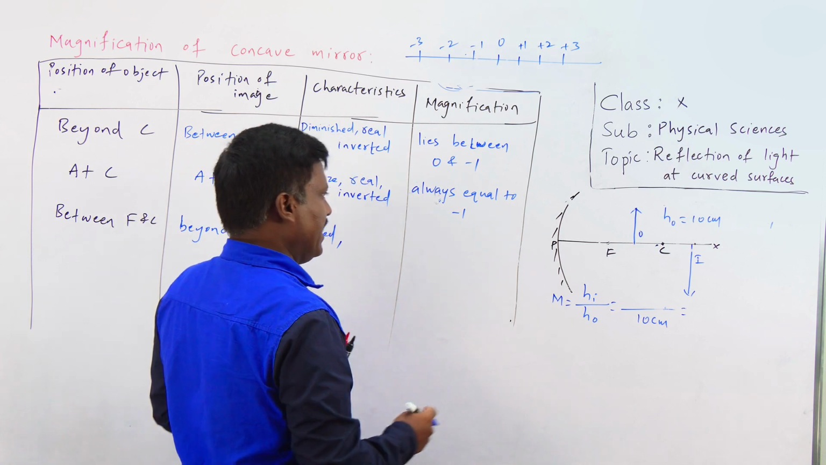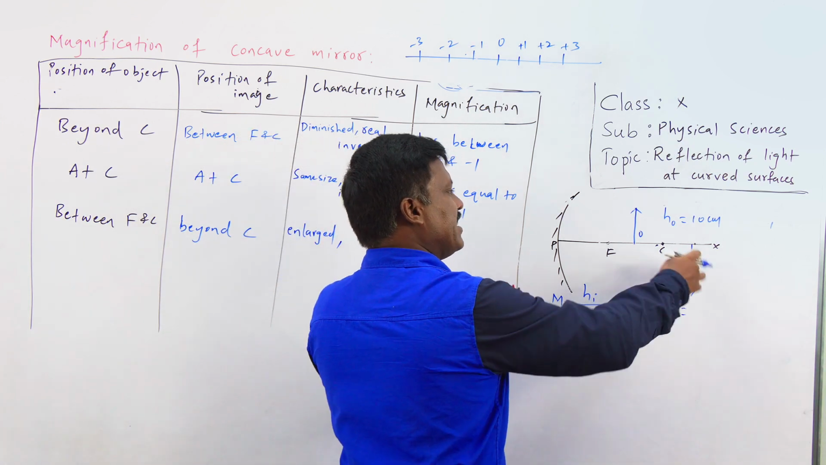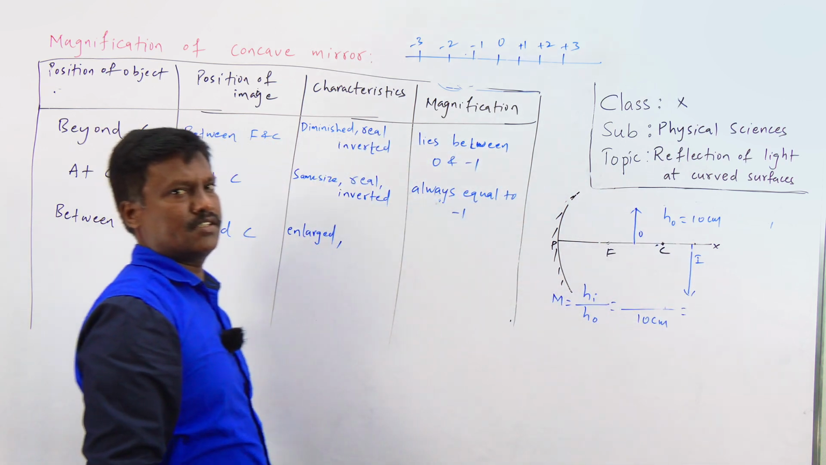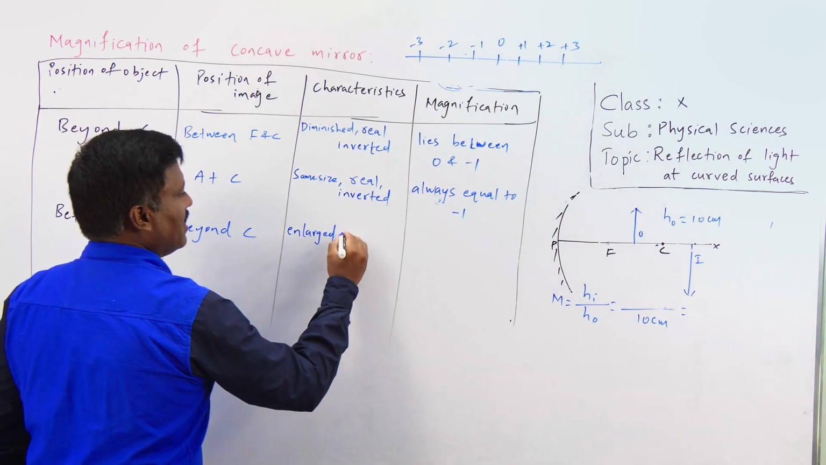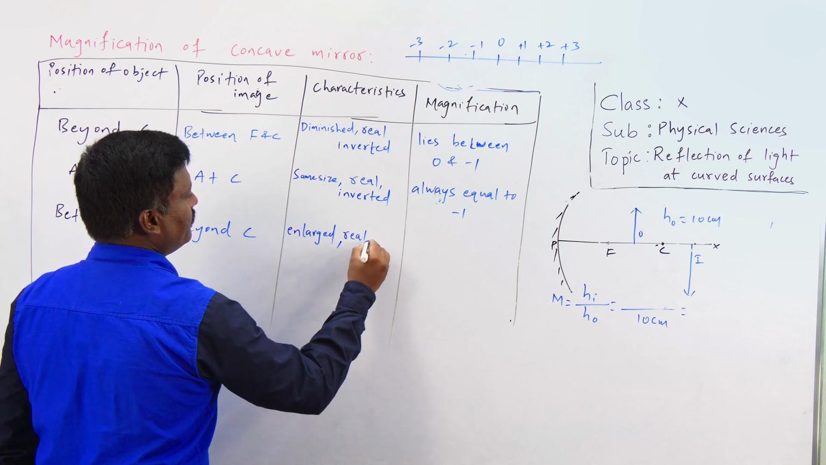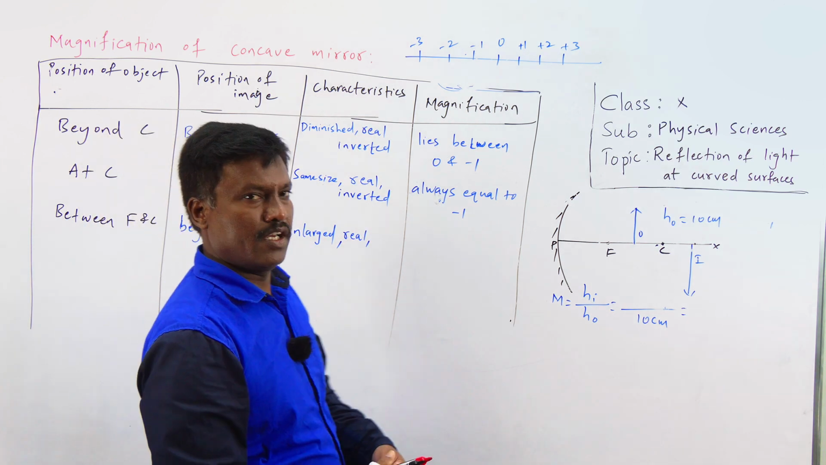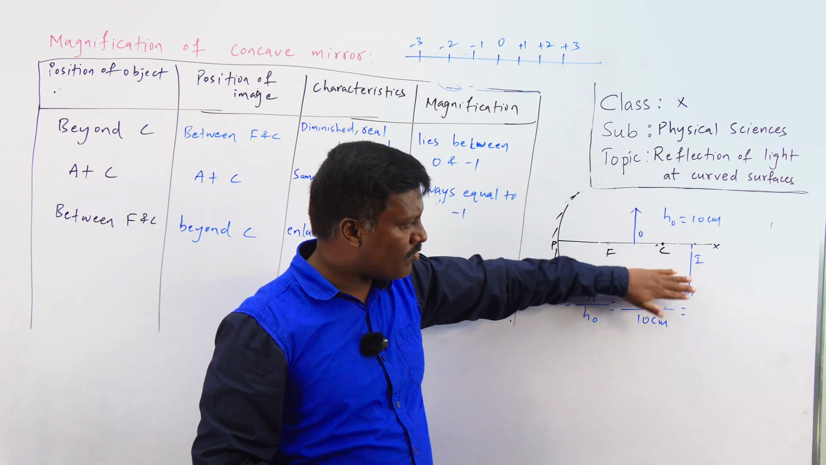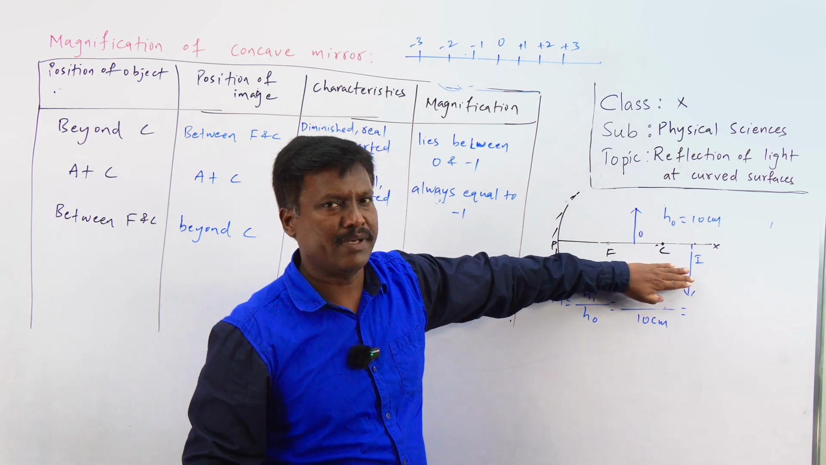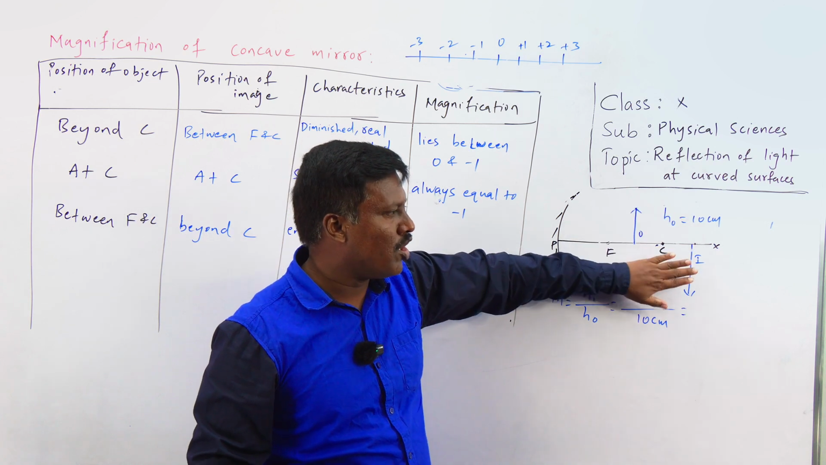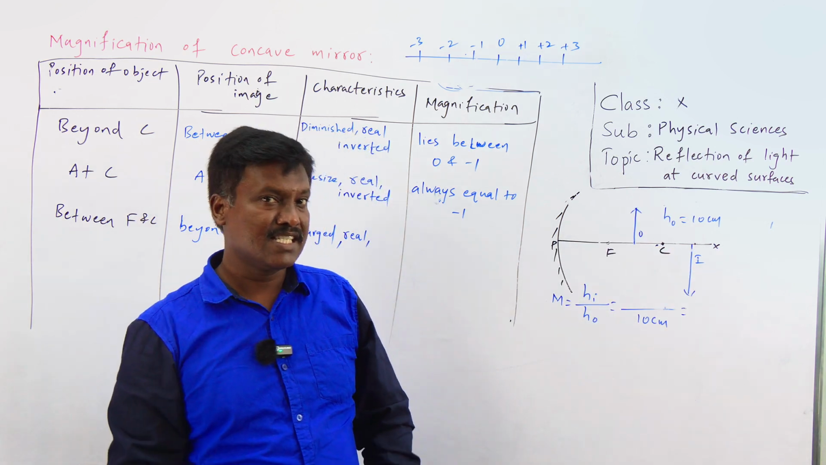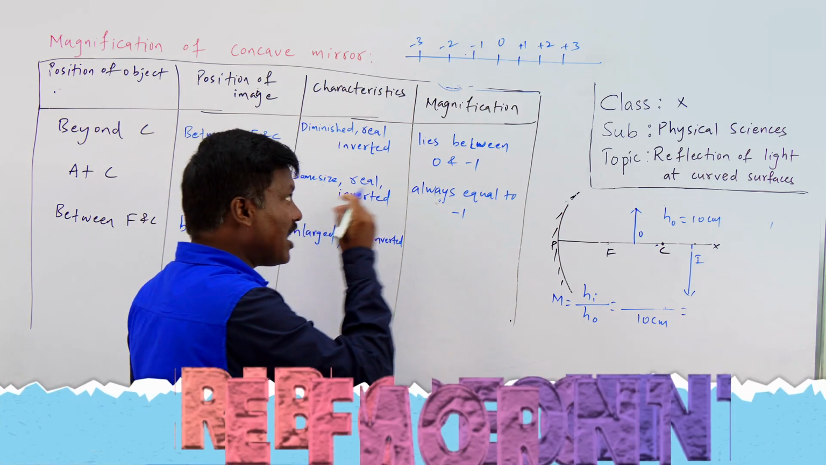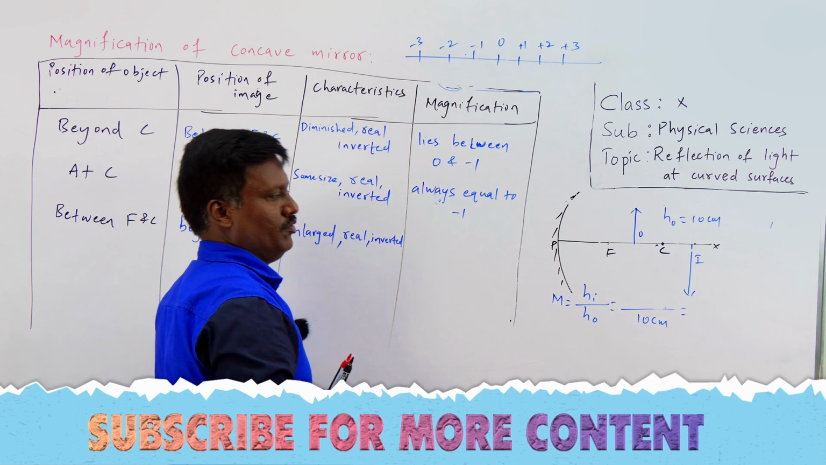And one more. Is it a real image or virtual image? This image is formed due to the converging of reflected light rays. So it's a real image. And one more. Where does this image form? Is it formed upward the principal axis or downward the principal axis? Downward the principal axis. If the image is formed downward the principal axis, it is an inverted image.